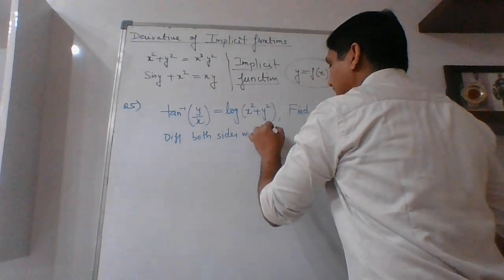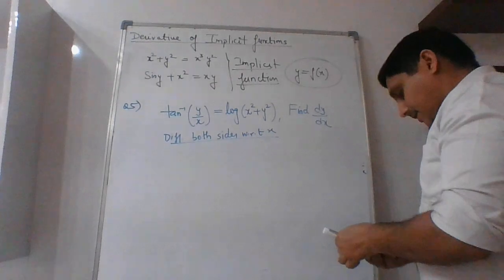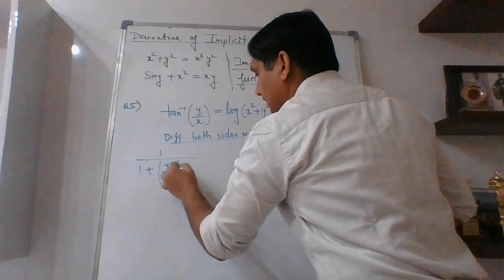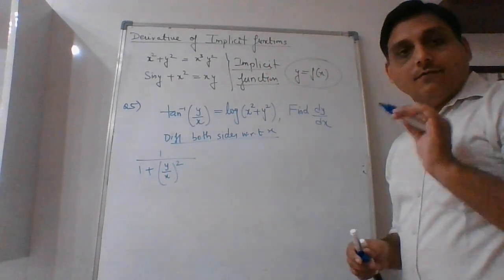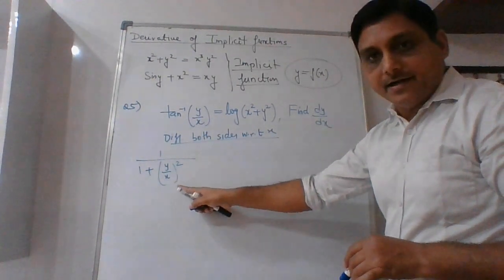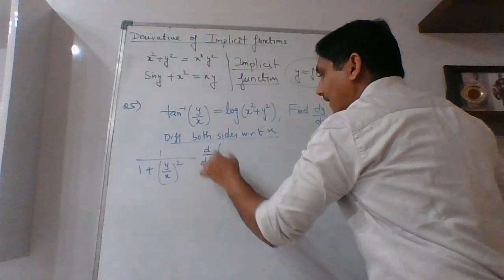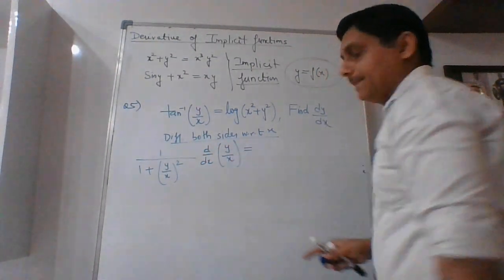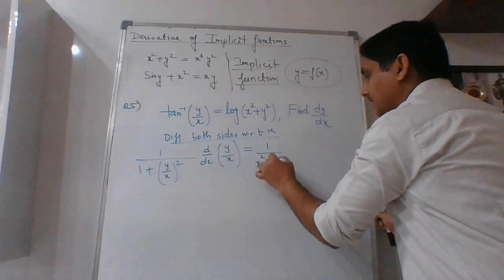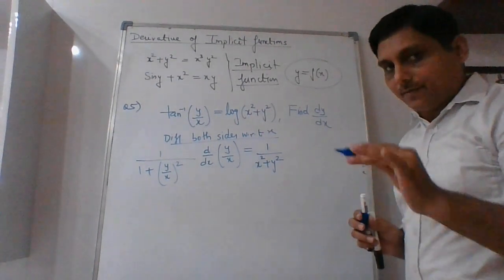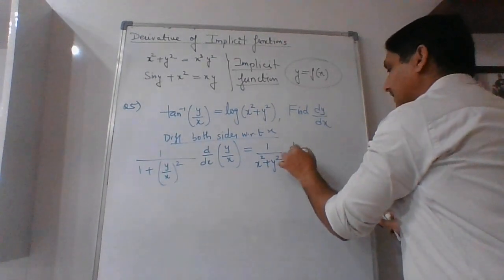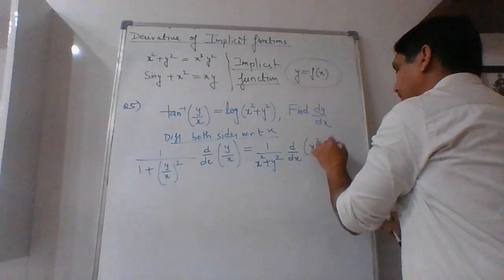When you differentiate, you will apply the formula for tan inverse x, which was 1 upon 1 plus x square. Now y by x is playing the role of x, so that is why I had written it. After that, using chain rule, you have to take the derivative of y by x also. On this side, it will be 1 upon x square plus y square, because you know that the derivative of log x was 1 by x. After that, we need to take the derivative of x square plus y square. This is again by the application of chain rule.